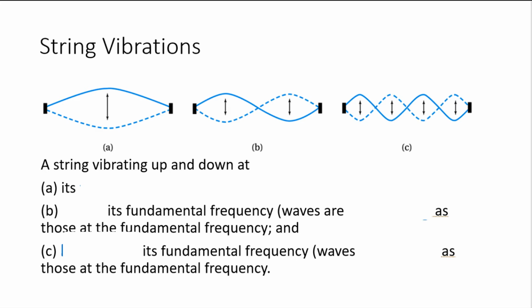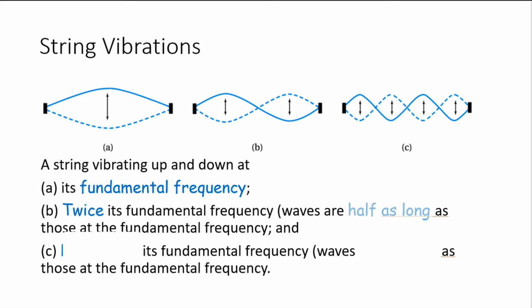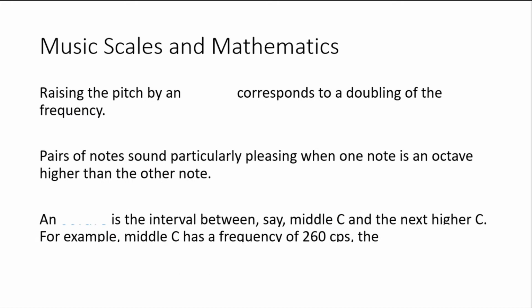String vibrations. Let's observe a string vibrating up and down at illustration A, its fundamental frequency. Illustration B, twice its fundamental frequency. Waves are half as long as those at the fundamental frequency. And C, 4 times its fundamental frequency. The waves are 1/4 as long as those at the fundamental frequency.